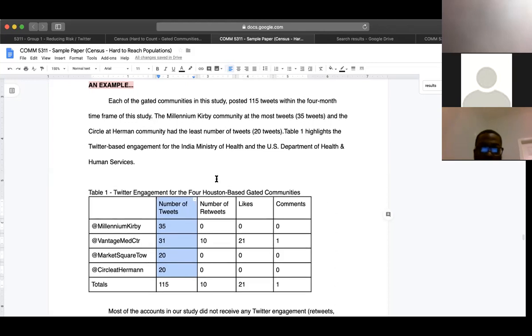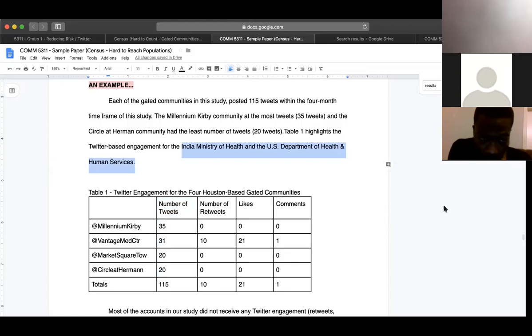So basically, with the words that are introducing the table, you can group them from greatest to least or least to greatest, but I decided to do greatest to least. So Millennium Kirby had the most tweets, which is 35, and the one that had the least number of tweets within that time period was 20. And then I introduced the table by saying Table 1 highlights, and basically, I'll confess to you, I don't like formatting, and I don't like formatting a lot.